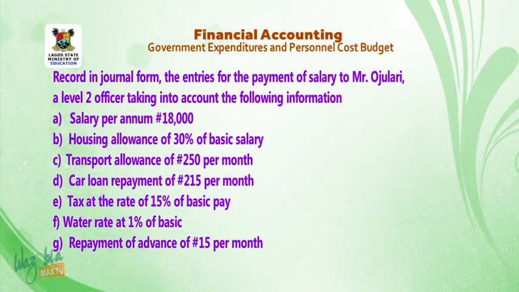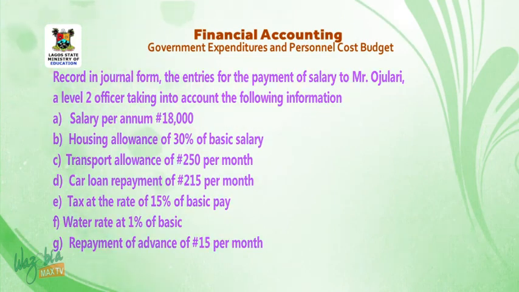A. Salary per annum 18,000 naira. B. Housing allowance of 30% of basic salary. C. Transport allowance of 250 naira per month. D. Car loan repayment of 215 naira per month. E. Tax at the rate of 15% of basic pay. F. Water rate at 1% of basic. G. Repayment of advance of 15 naira per month.